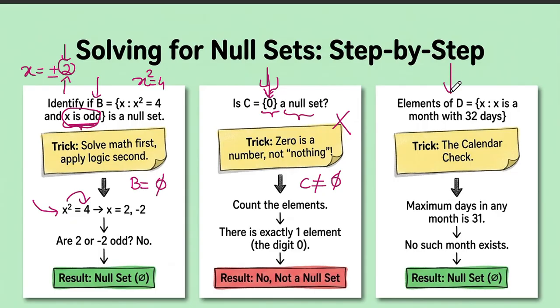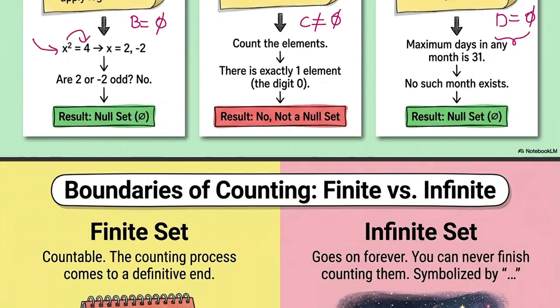Look at the next, D, which is {x such that x is a month with 32 days}. Is there any month which contains 32 days? No. So set D is nothing but an example of an empty set, because we don't have any month which has 32 days. So these are examples of empty sets. If there is no element in the set, then the set is empty.